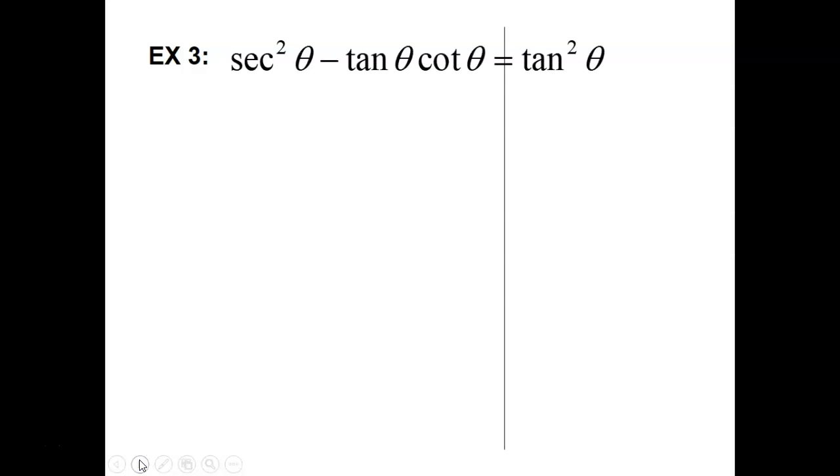All right, here is our next one. Secant squared theta minus tangent theta cotangent theta equals tangent squared theta.